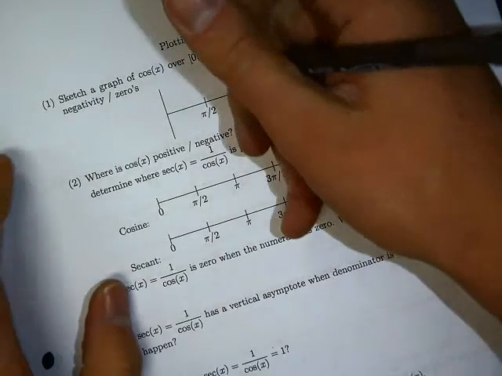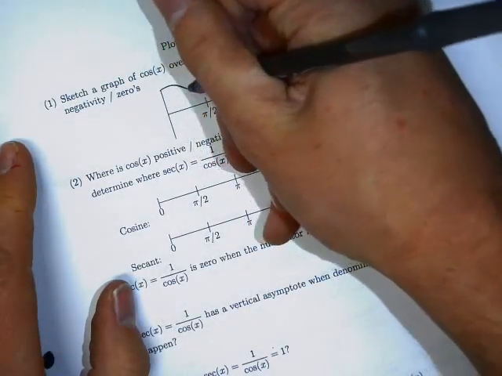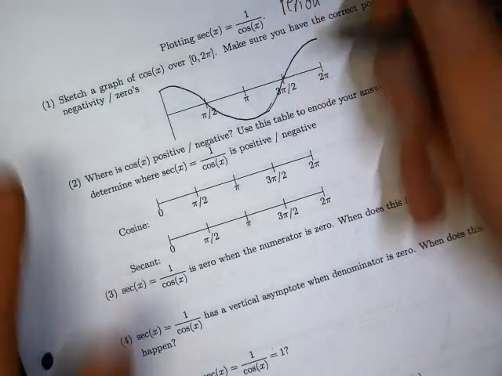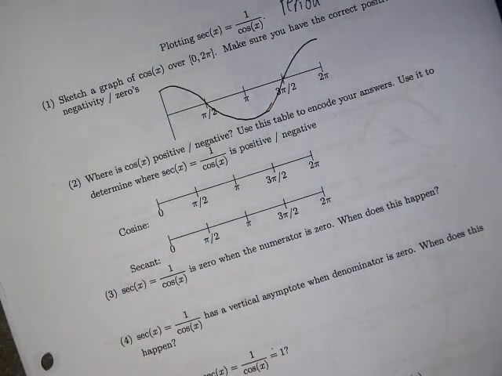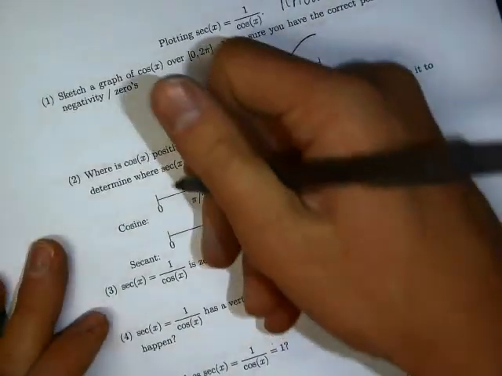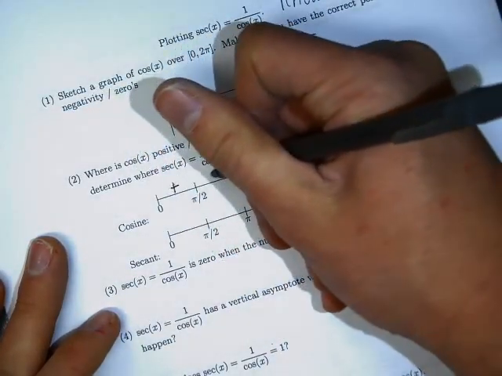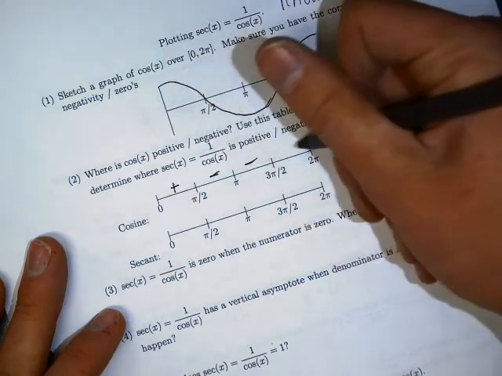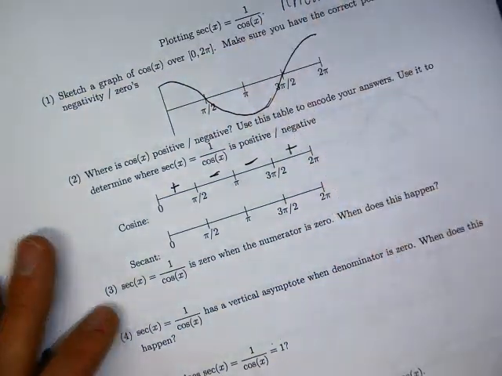So let's start with the graph of cosine. The graph of cosine looks something like this. And I want to get the graph of secant, which is 1 over cosine. So first let's figure out where secant should be positive or negative by figuring out where cosine is positive or negative. Between 0 and pi over 2, is cosine positive or negative? Positive. Between pi over 2 and pi? Negative. Between pi and 3 pi over 2? Negative. 3 pi over 2 to 2 pi? Positive. So what about secant?